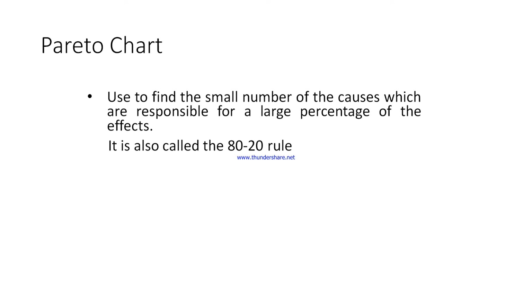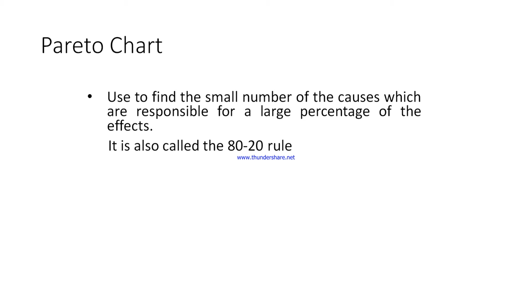right? And then the next one is the Pareto diagram. So in the Pareto diagram, we again find out what are the causes or what are the problems in your process. So what are the causes that are responsible for the defective items of your process.